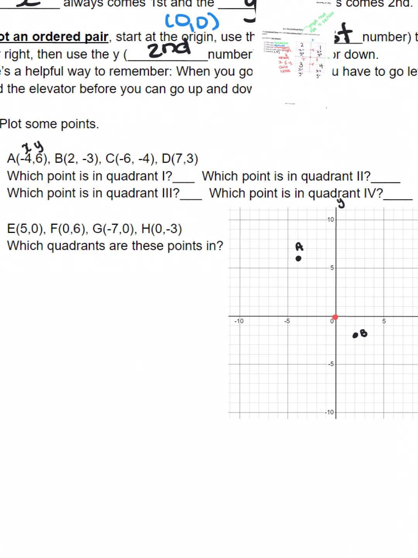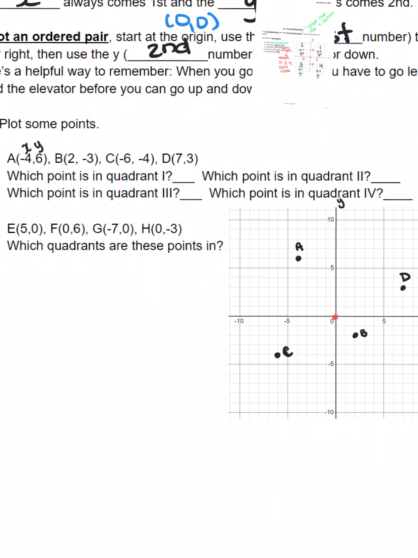So C, I'm going to go to -6, down to 4. Notice I'm always going X first, then Y, just like the alphabet. And then in D, I'm going to go to 7. 1, 2, 3, 4, 5, 6, 7. So I'm moving left to right first. Up 3. 1, 2, 3. Okay. And these are my points now.